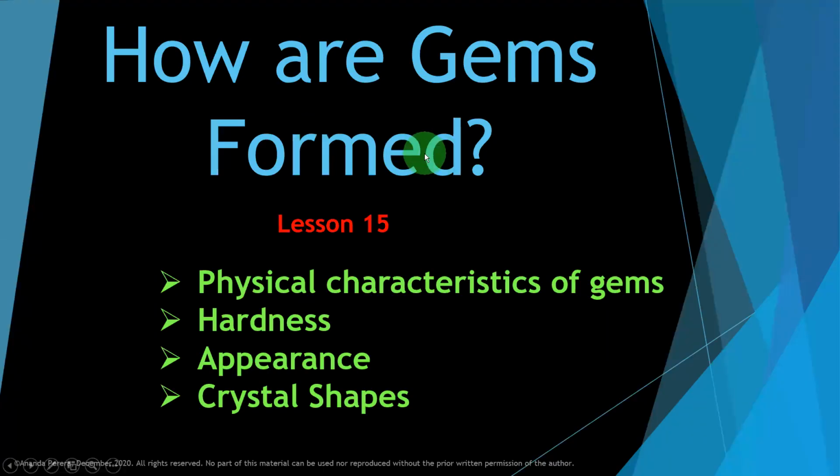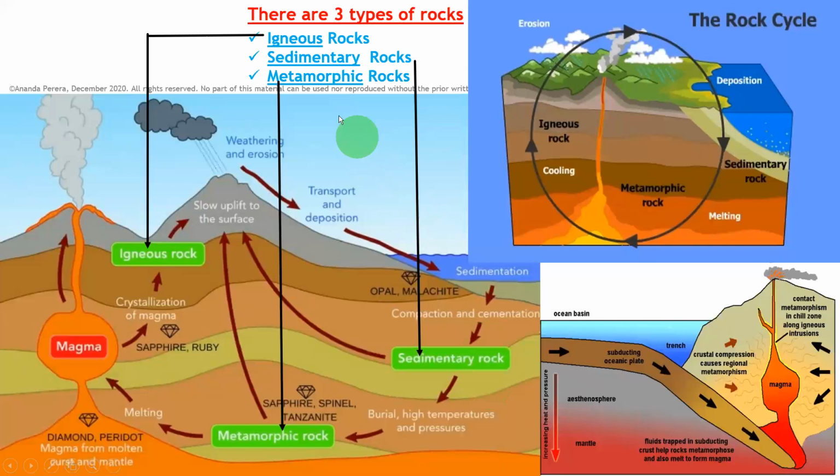How are gems formed? This is lesson number 15. We are discussing physical characteristics of a gem: hardness, appearance of a gem, crystal shapes. Those are very important to identify a gem. Now look at this. There are three types of rocks on this earth. Their names are igneous rocks, sedimentary rocks, and metamorphic rocks.